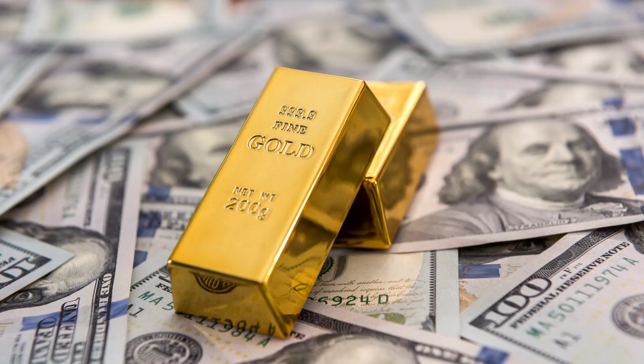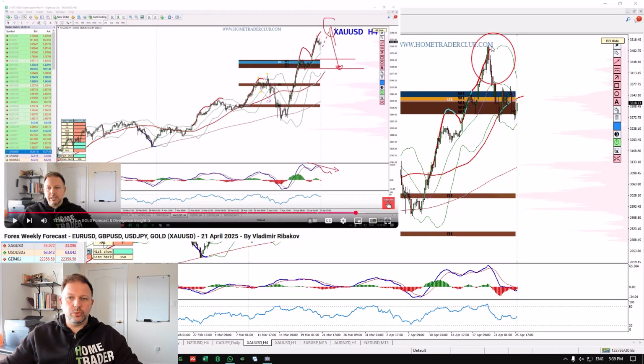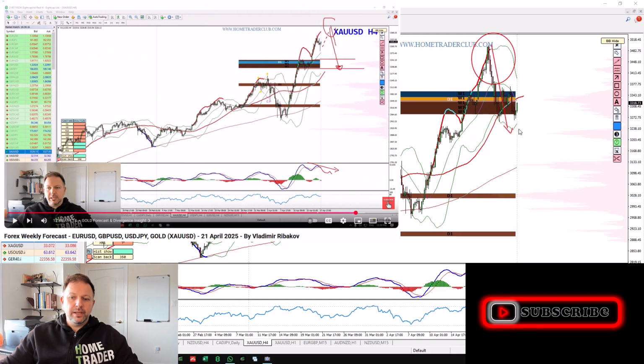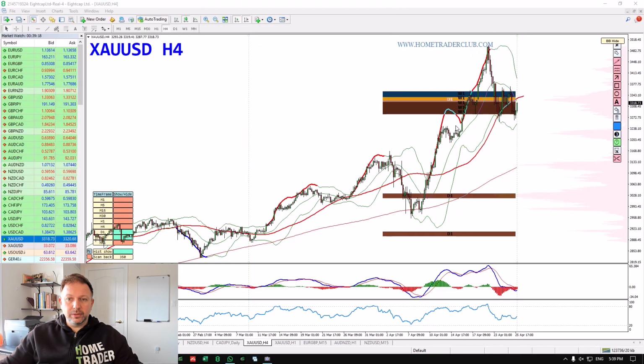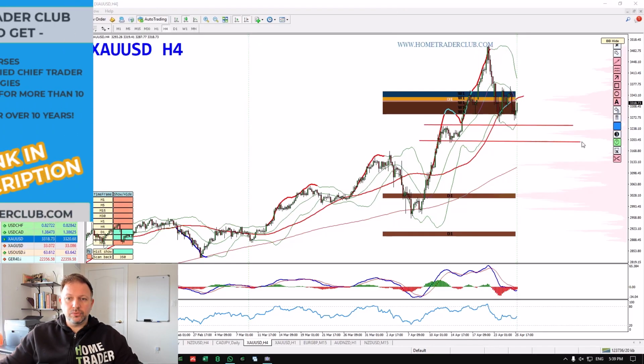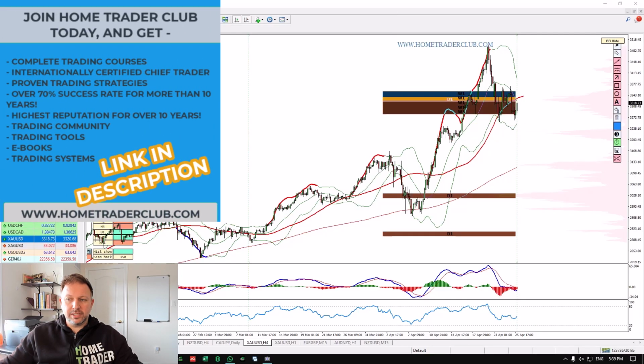And the final one, the gold, our plan from the last week. We expected to see the peak there before the drop happens. As we can see, gold delivers right to the zone we wanted to see. So the question is, what is next?